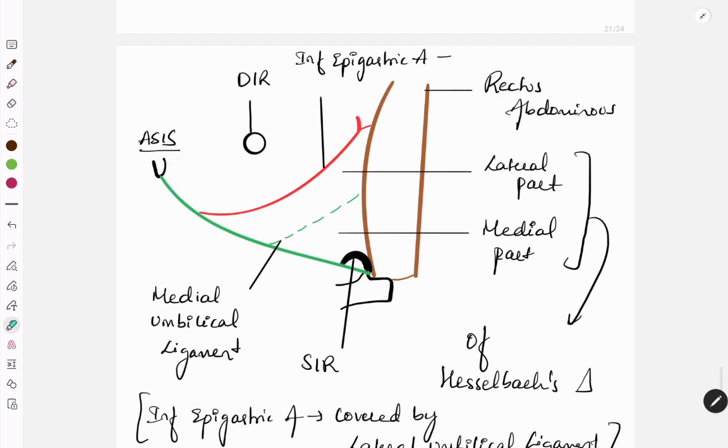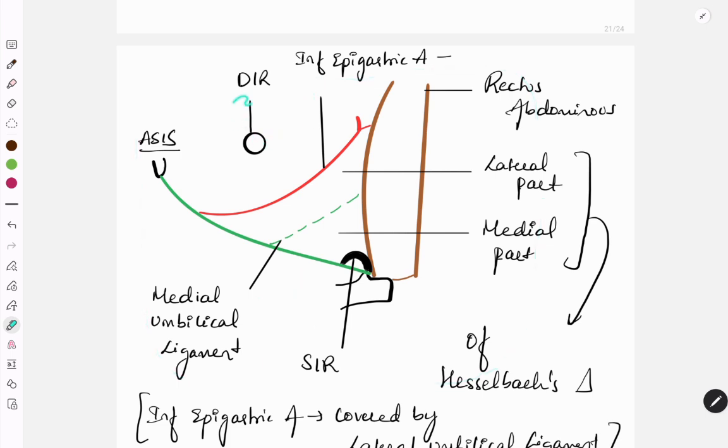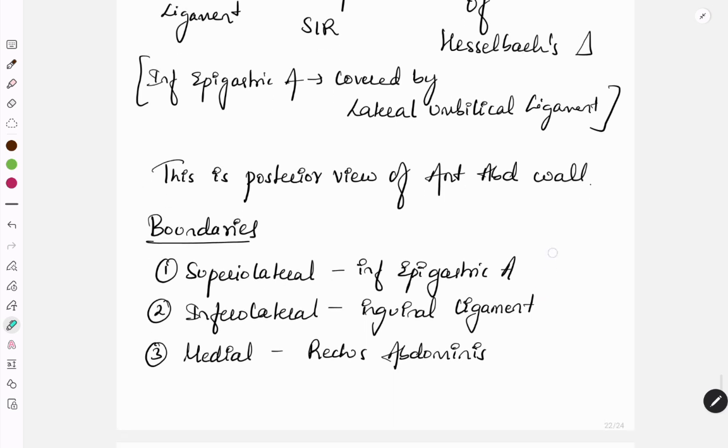This is posterior. If you're standing here, you're inside the abdomen. This is the person, you're standing here, and in front of him it is there. Okay, so this is the posterior view. I hope you understood what I'm trying to tell you.